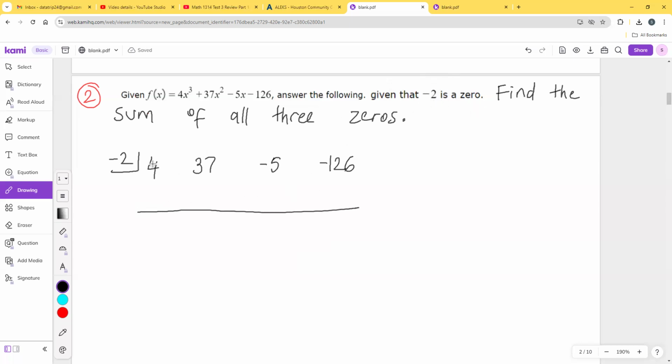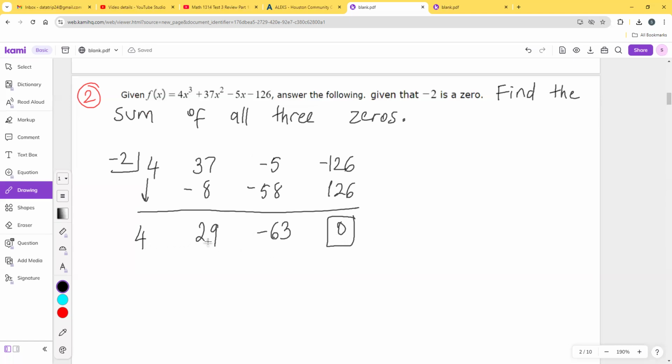Okay. What happens to the first number? We copy it. 4 times -2 is -8. Add them up. 29. 29 times -2 is -58. Add them up. -63. -63 times -2 is +126. Add them up. 0. What does this 0 represent? It's a remainder, right? So that's a good sign.